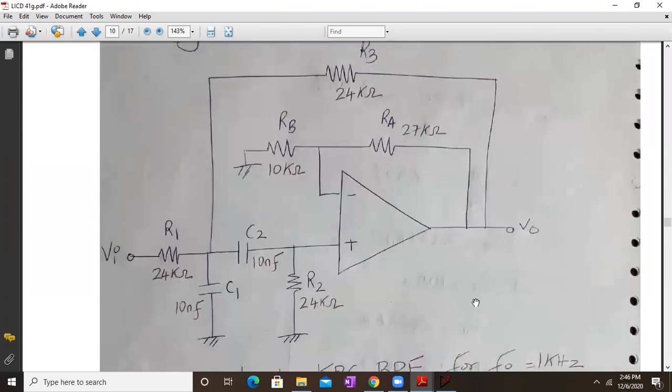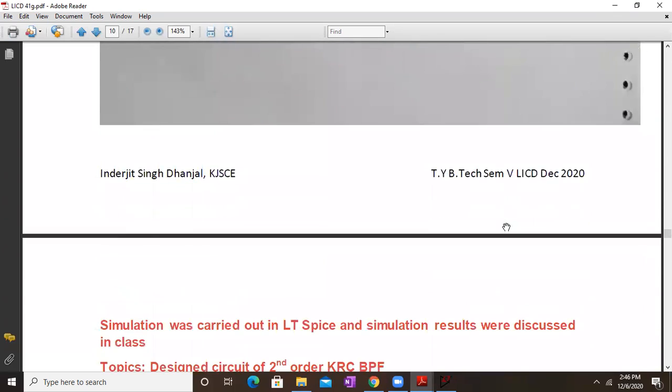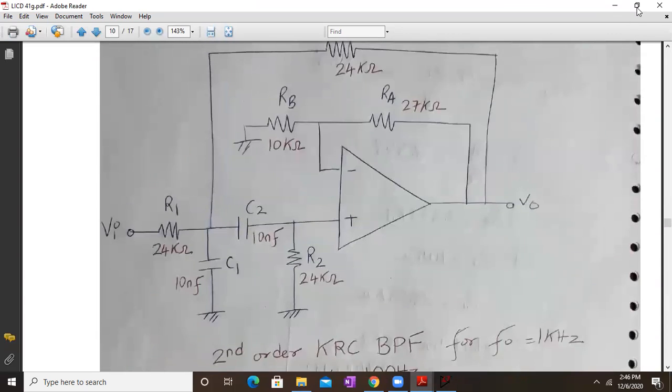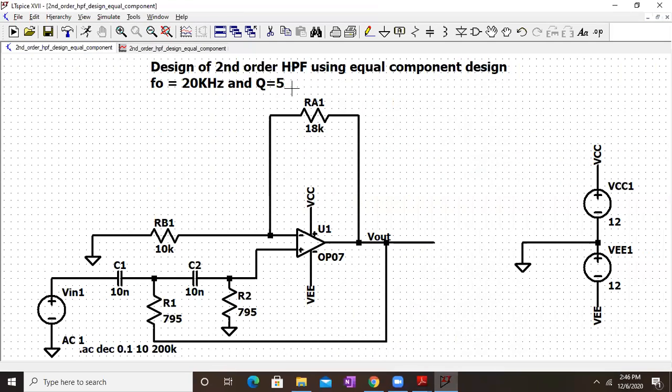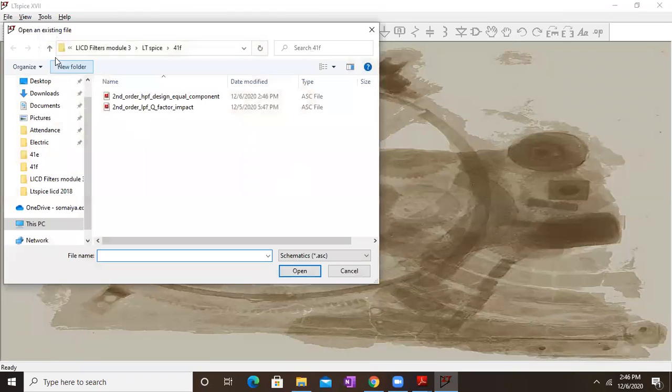Okay. So here is my design circuit with all the values R3, RA, RB, C2, C1, R1, R2. So this is designed for a second order bandpass filter for a resonant frequency of 1 kilohertz and bandwidth of 100 hertz. Okay. So let us check out this design in LTspice now. Let me open the LTspice window, close this, and open the bandpass filter design.